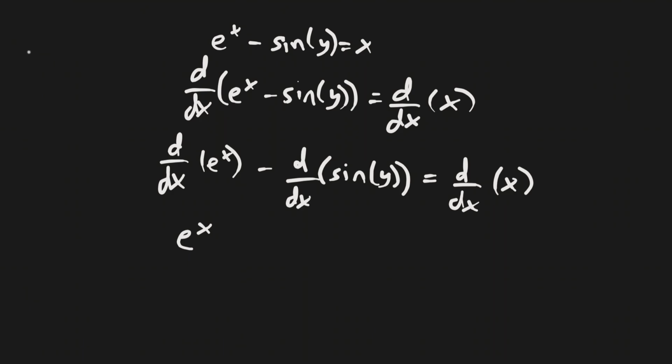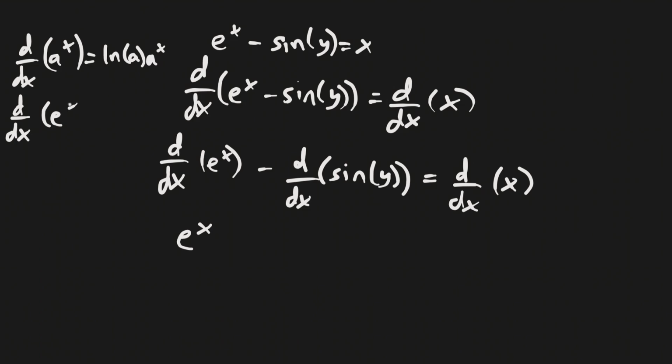And I'll tell you why. The derivative of a to the power of x, what is this equal to? Well, if you remember, this is just going to be equal to the natural log of a times a to the power of x. So if we have the derivative of e to the power of x, e is also a number just like a on the top, but e is a special number.